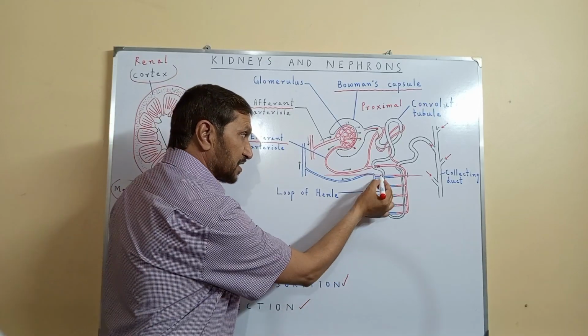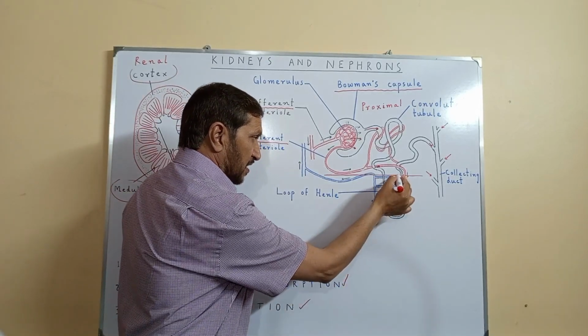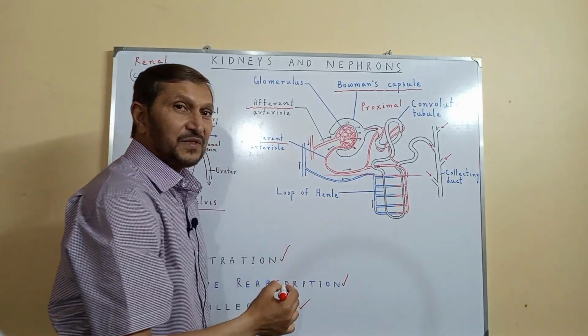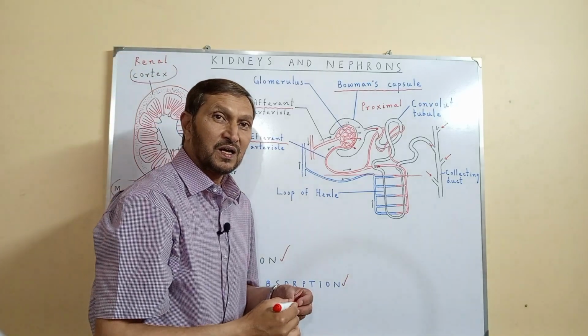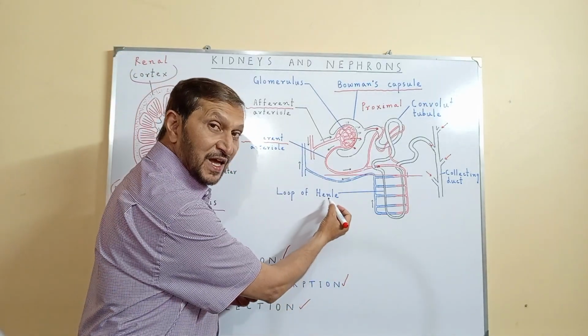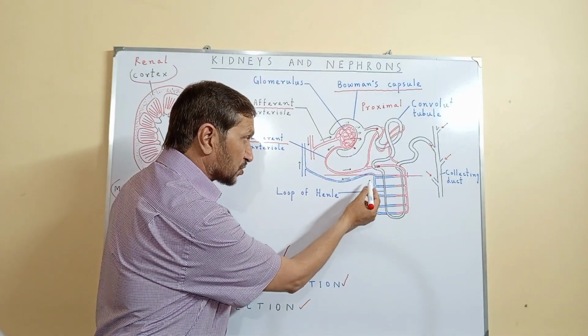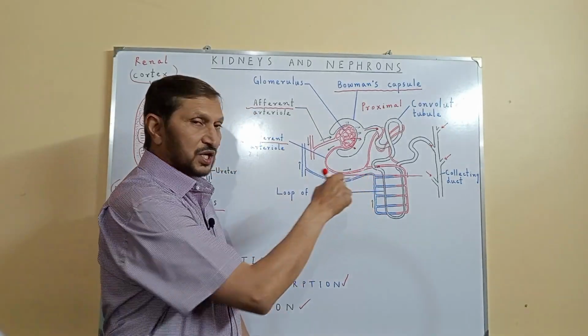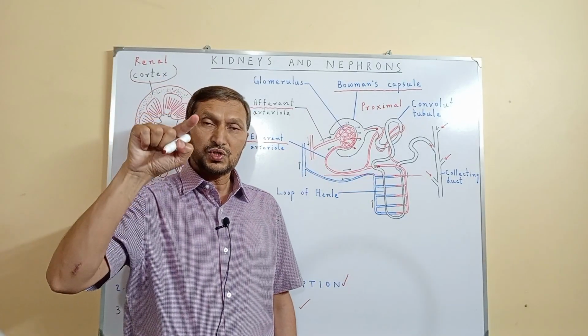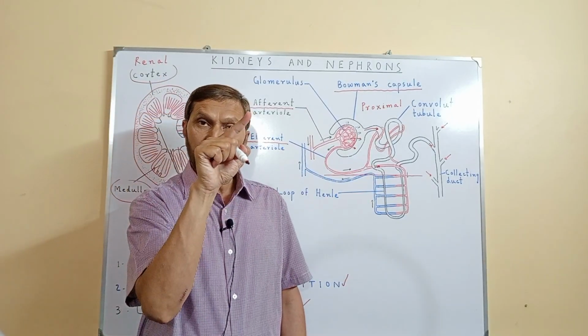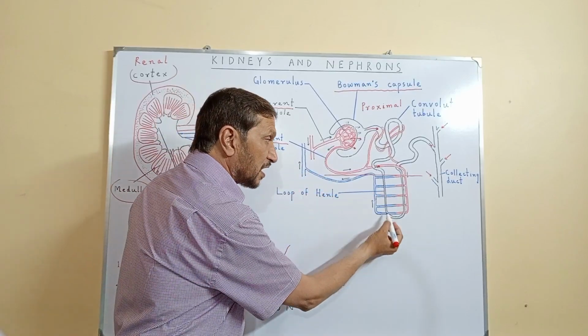The loop of Henle is a U-shaped structure, and it is named after the scientist who discovered it. Friedrich Henle discovered it. So this is a U-shaped structure, the loop of Henle. It is present in the renal medulla.